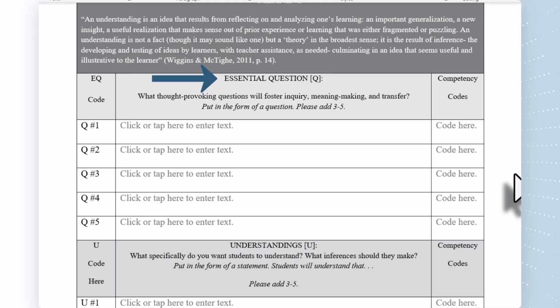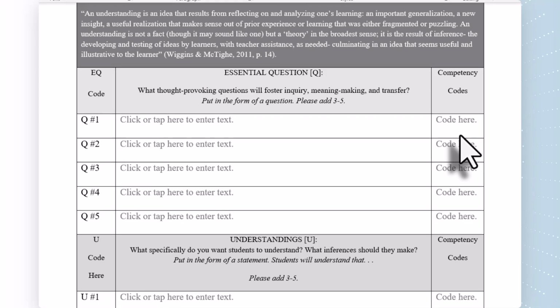In this section, you create essential questions, and they also need to be tied to a competency code. Again, tying everything back to a competency code that is set in the above sections, make sure that all of our instruction is streamlined and focused on the main things.